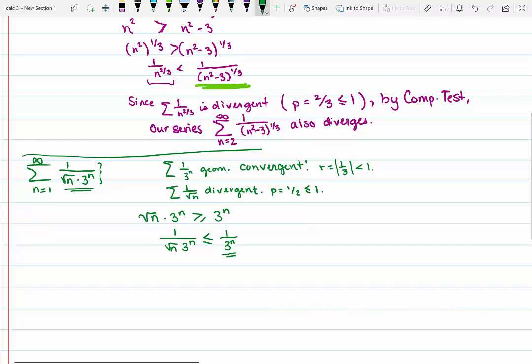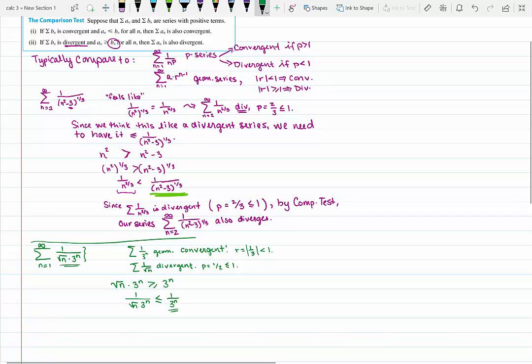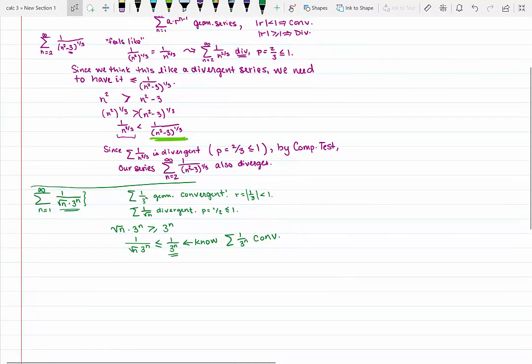Now look at that, and I think back to the comparison test. The comparison test says that if the bigger series, the one we know something about, so we know that the sum of 1 over 3 to the n converges, then I have upper bounded every term of my series with the terms of a series that will converge. So I've said I could sum up something even a little bit bigger at each time and I'd get a finite number. Well, the only thing smaller than a finite number is finite itself. So, since I was able to upper bound this with something convergent, this implies by the comparison test that the smaller series is also convergent.